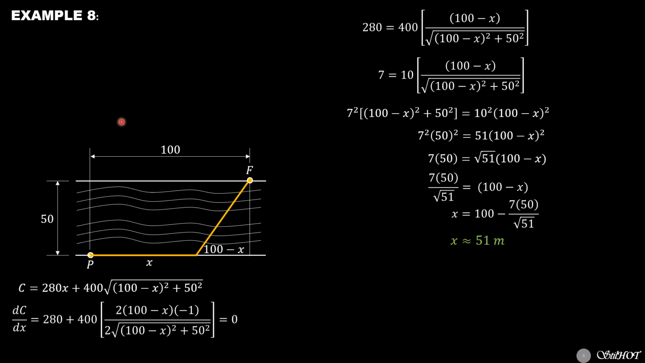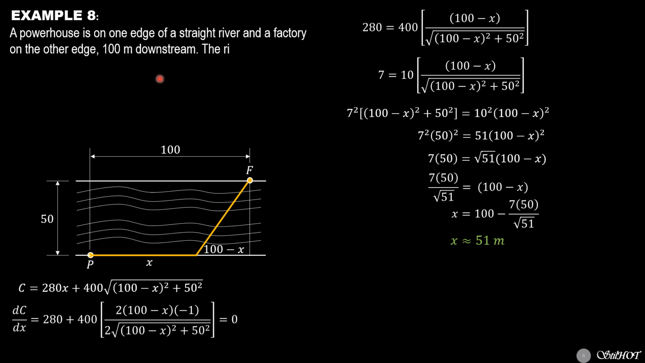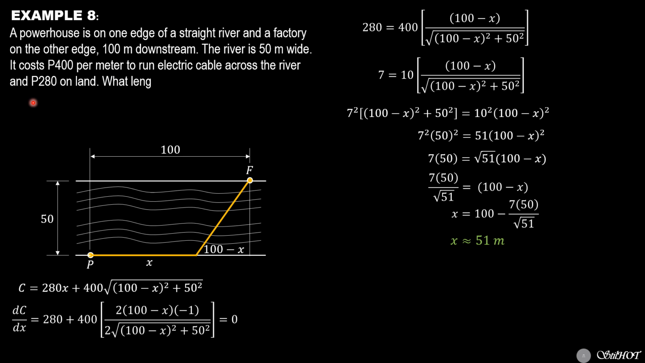Sample 8. A powerhouse is on one edge of a straight river and a factory on the other edge, 100 meters downstream. The river is 50 meters wide. It costs 400 pesos per meter to run electric cable across the river and 280 pesos on land. What length of cable should be run on land to minimize the cost?